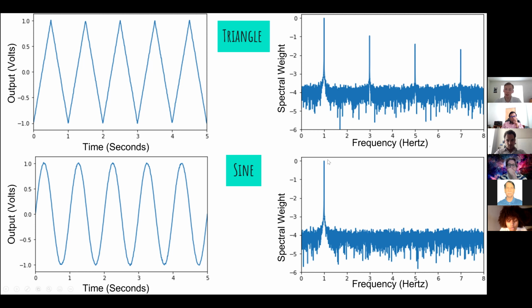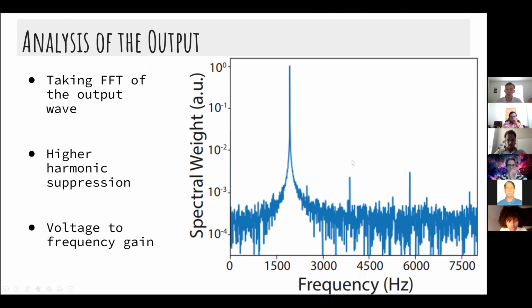And for the sine wave, we see just one pure frequency, as we'd expect from a sine wave. Now, if we go to look at the actual data, so the fast Fourier transform of an output wave from the circuit, we see we do still have some of these higher harmonics, which you'd think is not really a great sign, but we've plotted this in log scale. So you see we have 2.5 orders of magnitude suppression, which is about 300 times smaller.